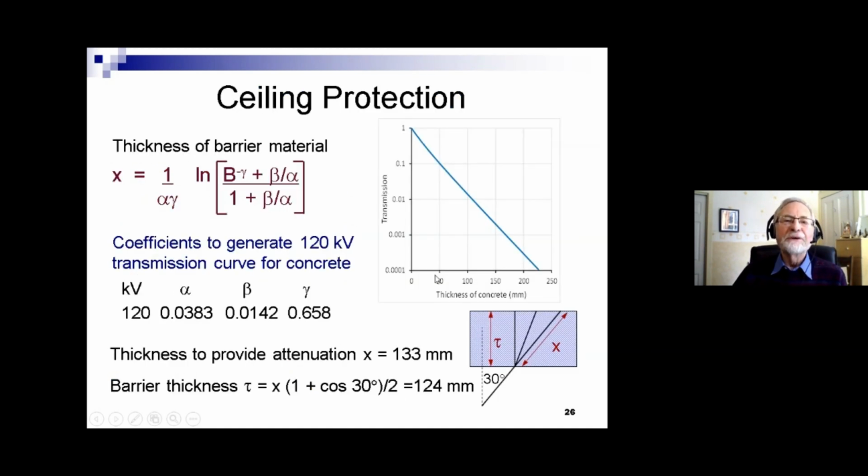And using a similar equation, but this time, because we're dealing with concrete, we have different factors, and then we can calculate a barrier thickness, taking account of the angulation and the averaging that I talked about before. So this ends up being 124 millimeters of concrete.